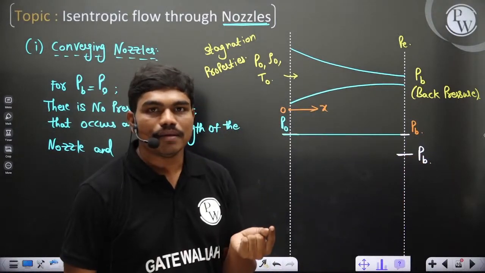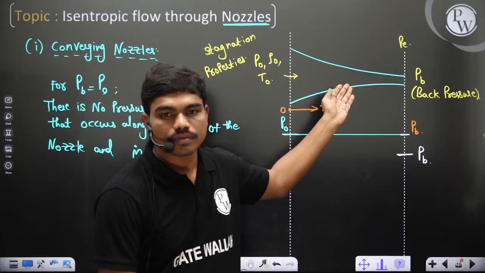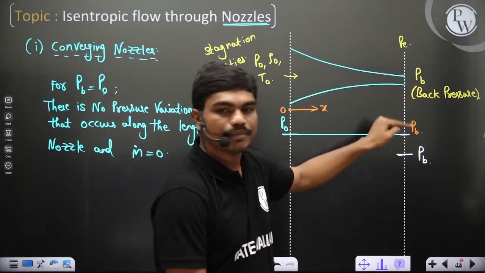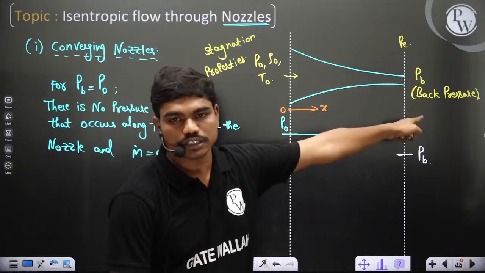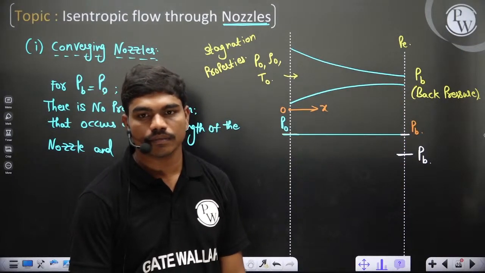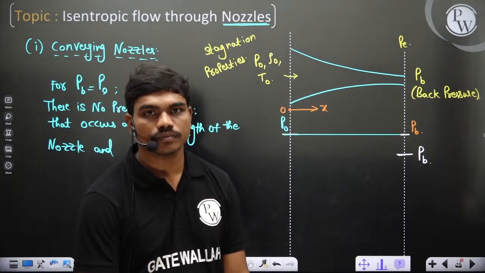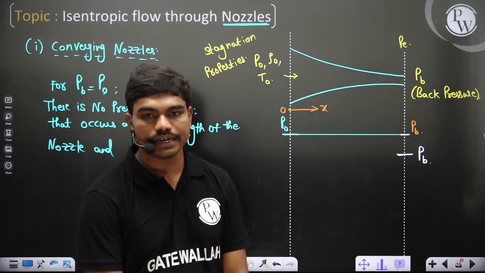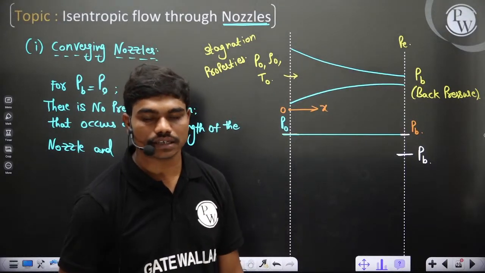Then will flow occur, and will there be an m dot then? Yes or no? If I am decreasing this PB and there is a pressure difference between these two points, then will the gas start flowing from this point to this point? Yes, definitely it starts flowing, correct?